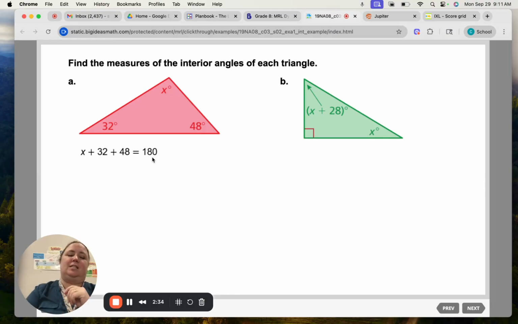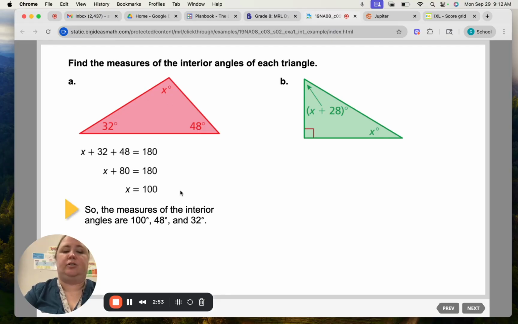Excellent. So we're going to simplify by adding 32 and 48 to begin with, which gives you 80. Now, how do we get the x by itself? We subtract 80 from both sides. So you're going to get 180 minus 80 equals 100. So the x value measurement is 100 degrees. Wait, do I have to put the sum measurement? No, you can say x equals 100. Just put the little degrees sign, so you labeled it.